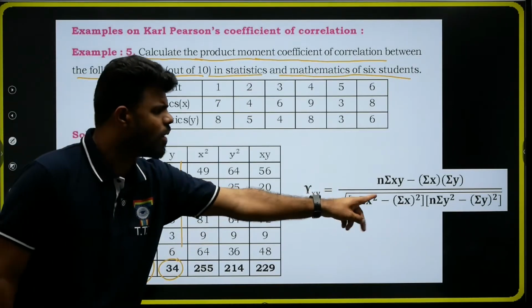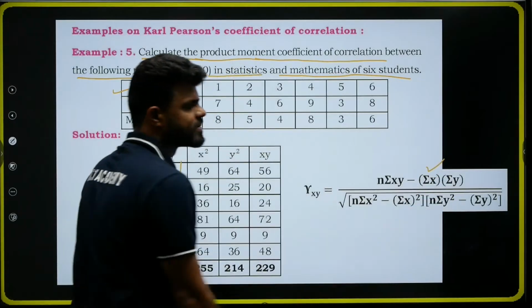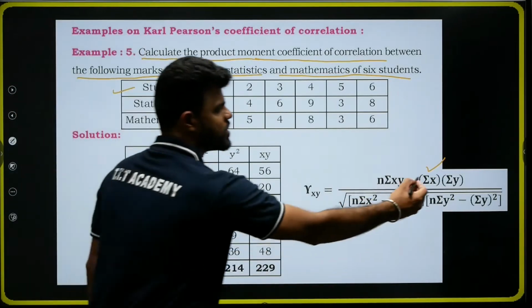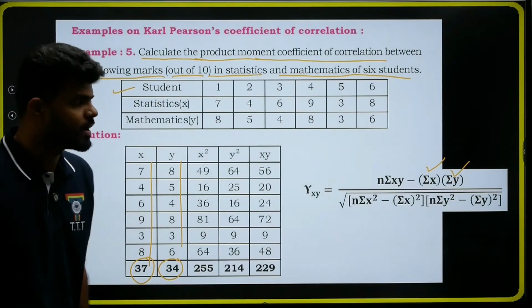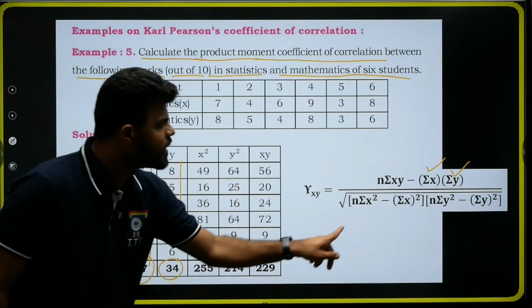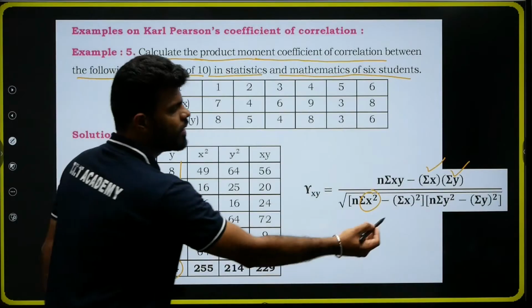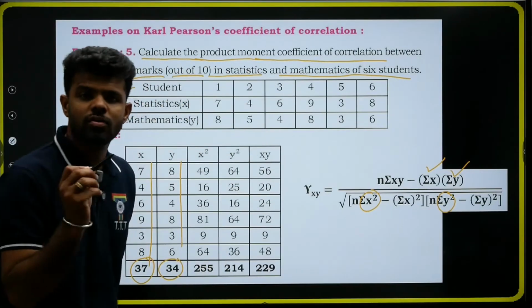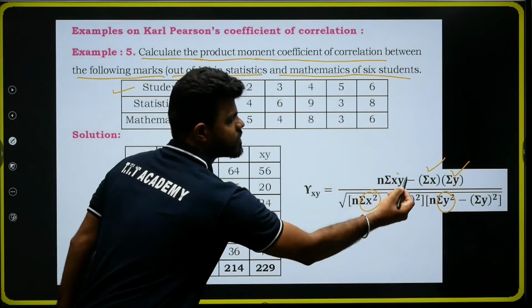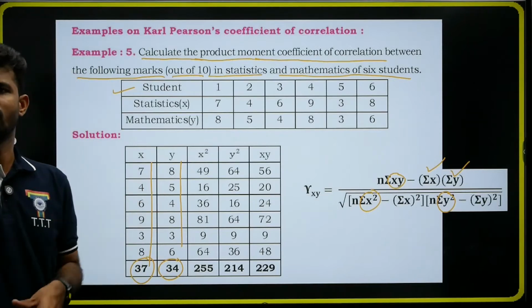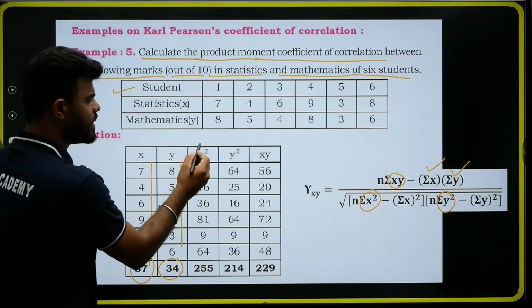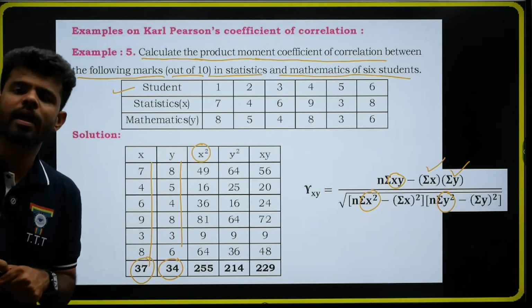And then in the formula, see here, summation x is completed, we have already calculated. Summation y is also completed. Next, what do we require? We require x square value and y square value. One more term is required, that is nothing but xy value. So we have to calculate these three columns. So how to calculate this x square column?